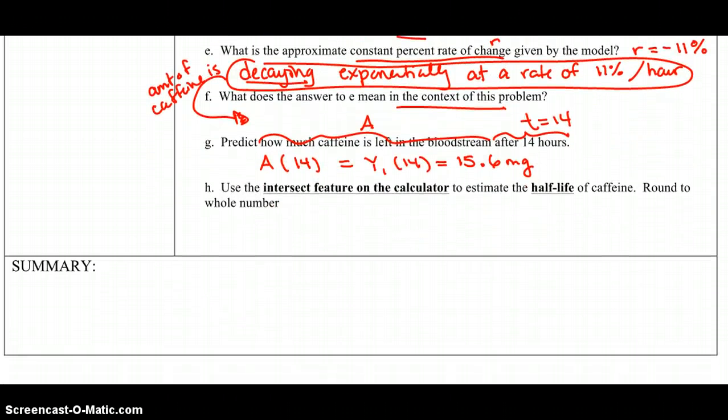Now part H says to use the intersection feature on the calculator to estimate the half-life of caffeine. In this one, we're just going to cross that problem out.